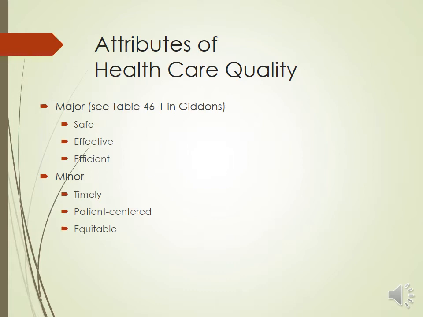Next, minor attribute is that we practice patient-centered care, that we're respectful, we provide culturally competent care, and we take in the patient's needs, values, and preferences. Finally, our care needs to be equitable. We need to provide quality care for all, irrespective of race, age, gender, socioeconomic status.